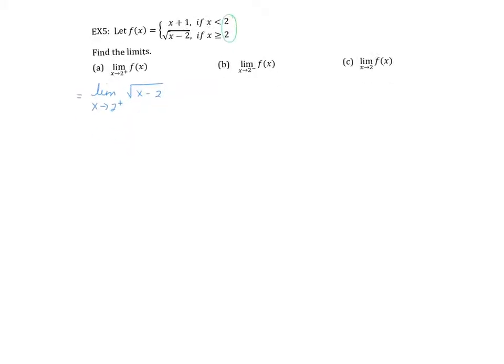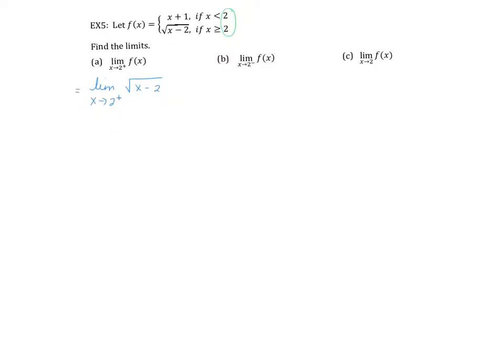And now that I've written explicitly what part of my piecewise function I'm using, then I can plug and chug. So this is going to be the square root of 2 minus 2, which is the square root of 0, and that's just 0.